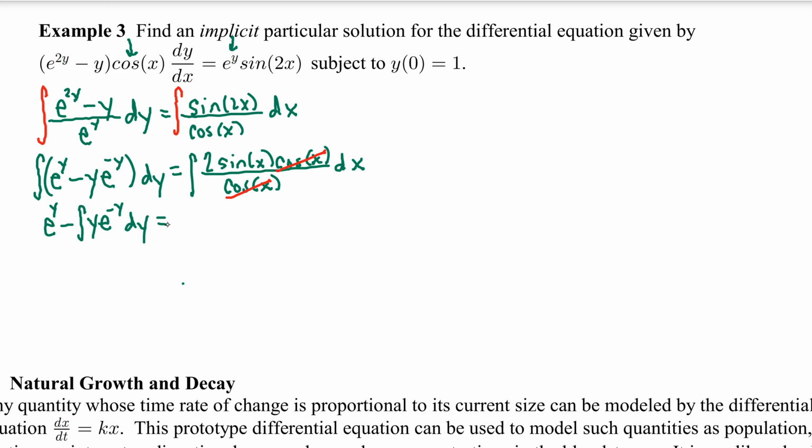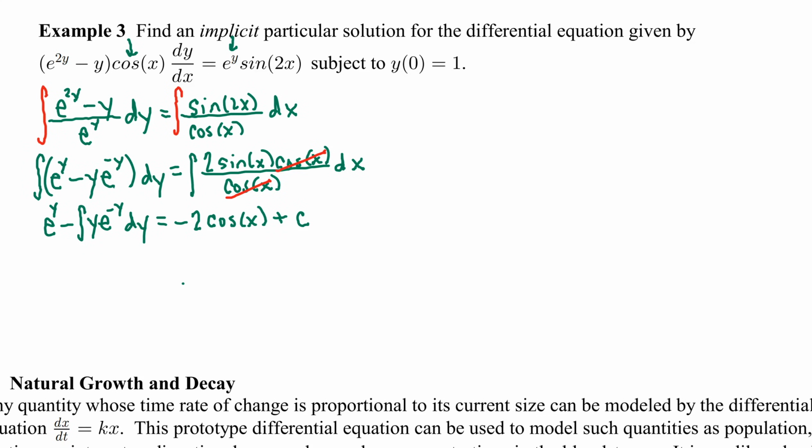Let's go ahead and knock out this integral over here on the right side. The integral of 2 sine of x, of course, our constant filters through to the antiderivative. The integral of sine of x is negative cosine of x, and we'll introduce our arbitrary constant.